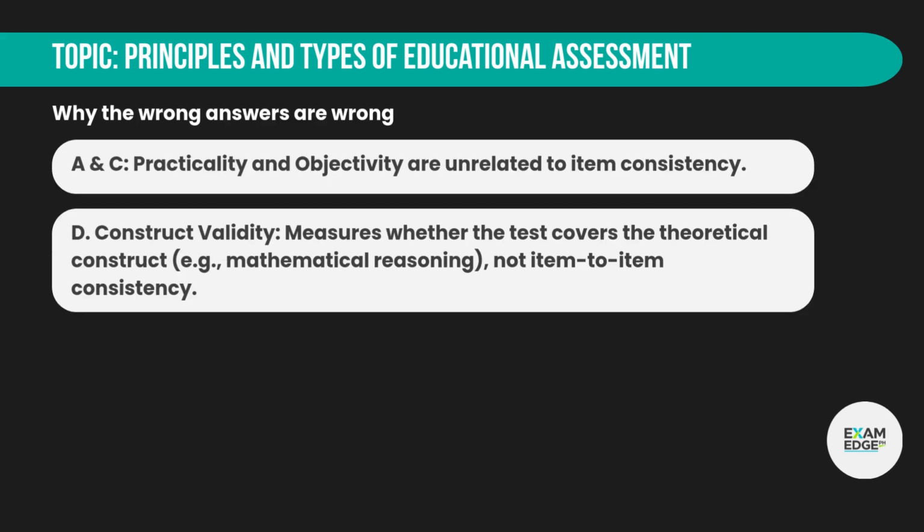Why the wrong answers are wrong? A and C. Practicality and objectivity are unrelated to item consistency. D. Construct validity. Measures whether the test covers the theoretical construct, e.g., mathematical reasoning, not item-to-item consistency.